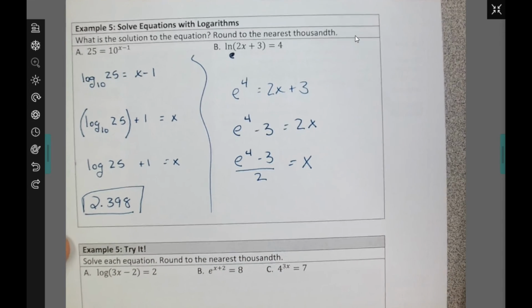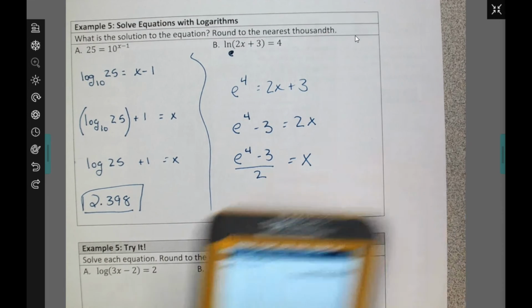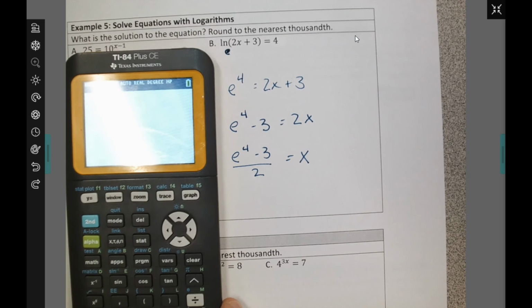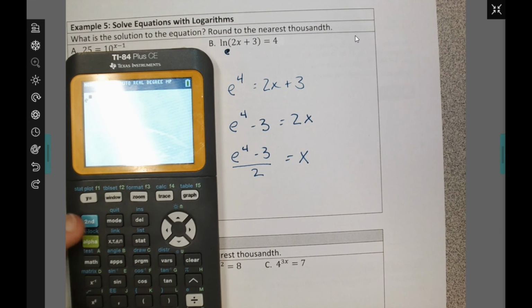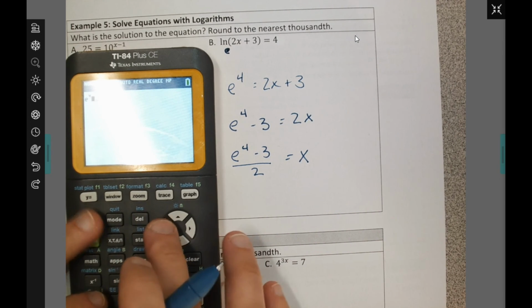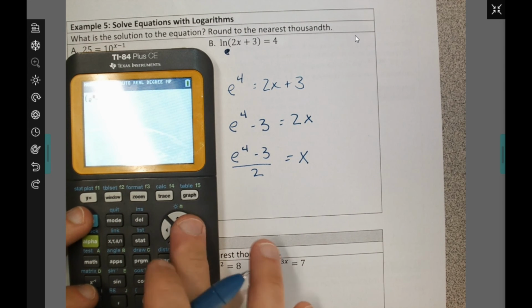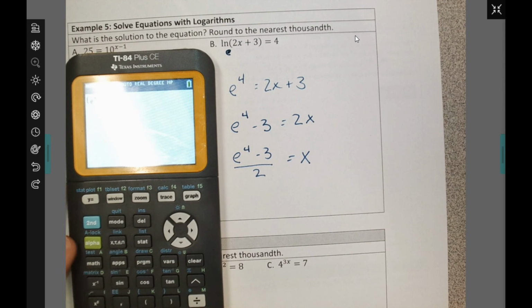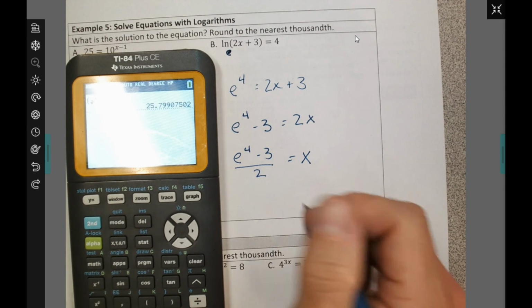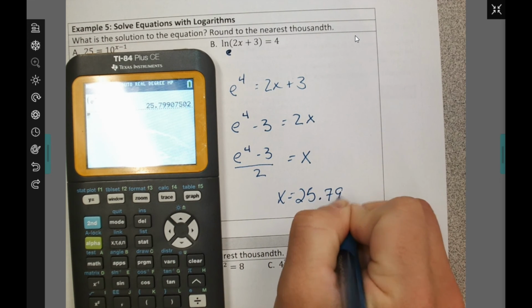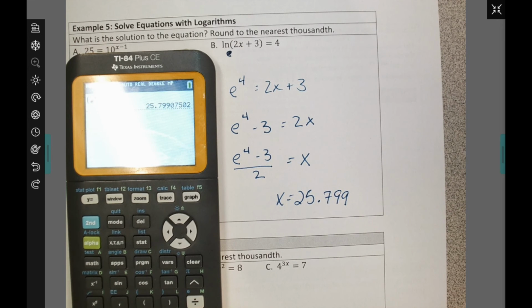There's your setup. And then from there, it's all calculator. And again, if you don't have a graphing calculator at home, Calculate 84 on your phone is the way to go. So I go e to the 4 minus 3. And then here's the deal here. You got to make sure that we're dividing this whole thing by 2. So you should have parentheses around that whole top, e to the 4 minus 3, and then divide that whole thing by 2. And it's going to give me 25.799. And that's going to be it for section 6.3.